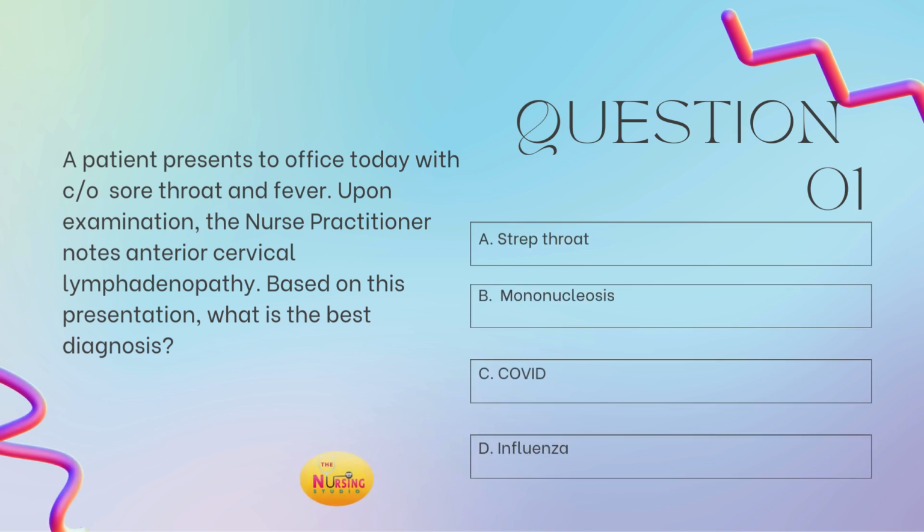Question number one states a patient presents to the office today with complaints of a sore throat and fever. Upon examination, the nurse practitioner notes anterior cervical lymphadenopathy. Based on this presentation, what is the best diagnosis? Is it A, strep throat, B, mononucleosis, C, COVID, or D, influenza? Take a moment and tell me what you got in the comments, you guys.